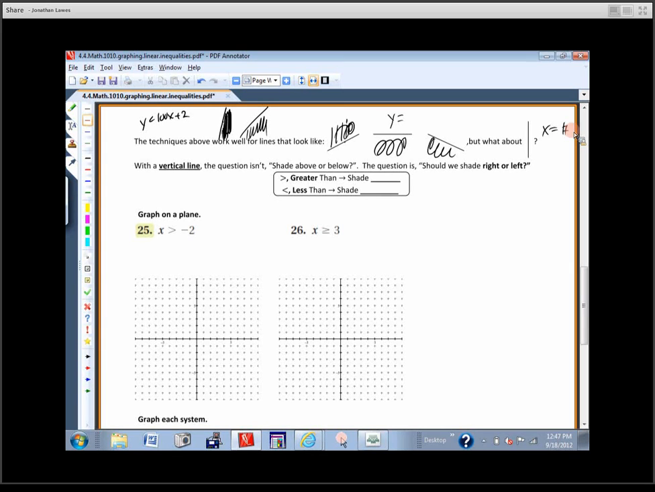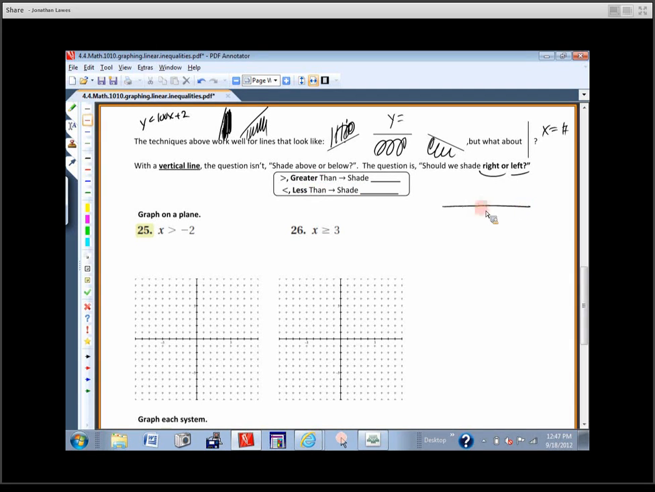So if we happen to come across a vertical line, graph it just like you would anything else. So if it's x is greater than 2, graph the line x equals 2, dotted line of course. And then the question isn't do I shade above or below the line, what's the question then? Which side, either left or right, okay? So if you have a vertical line, the question is do I shade to the left or the right? If it's greater than, do you think it's left or right? Right.